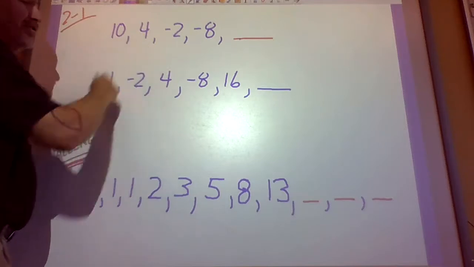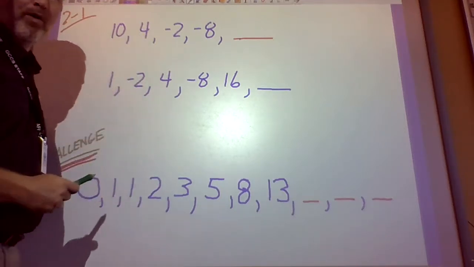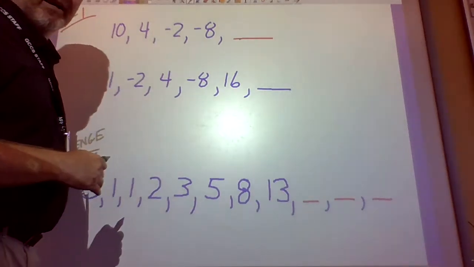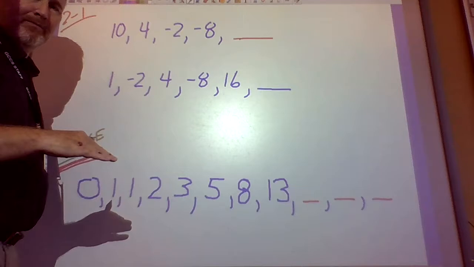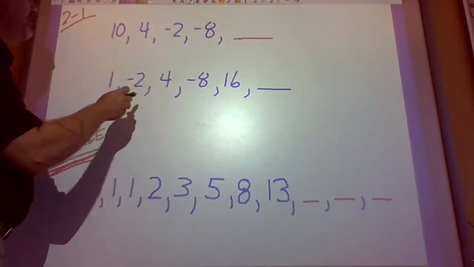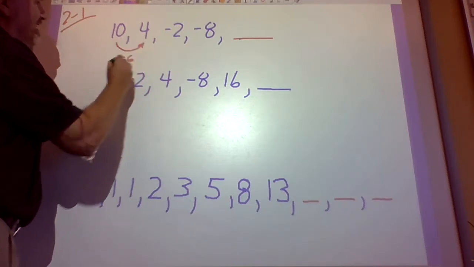I look at the first two numbers, and that's not an easy division thing. From 10 down to 4, you could divide 10 and somehow get 4, but it's not a nice smooth division like divide by 2 or something like that. So I'm going to forget about division and move to subtraction. So 10 down to 4, that would be a subtract 6.